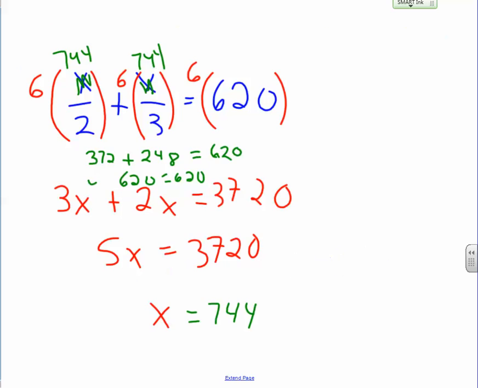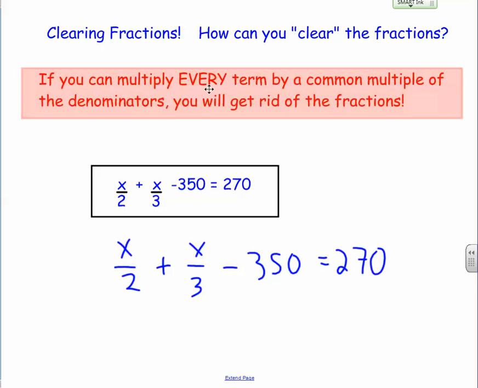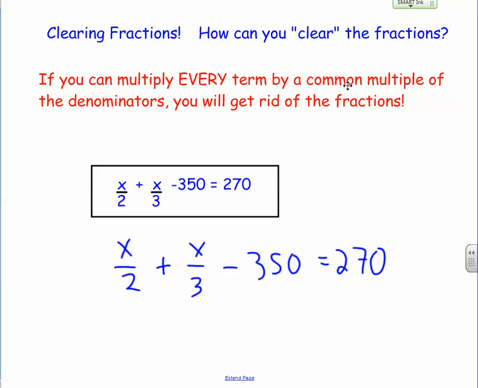And then, how do you clear the fraction? You came up with it: you multiply every term by a common multiple of the denominators. So what's a common multiple of 2 and 3? Because if x was 2, we'd have 2 halves, and that'd be 1. But if x is 3, we'd have 3 thirds, and that would be 1. We have to have something that works for both 2 and 3, and that would be 6.